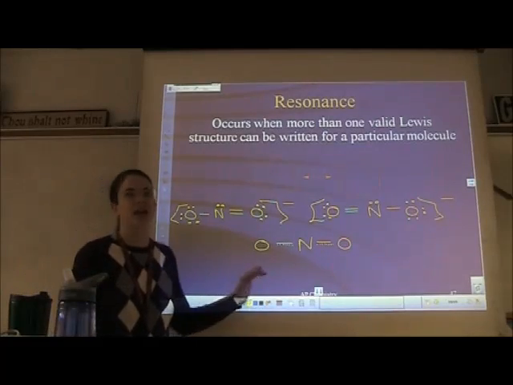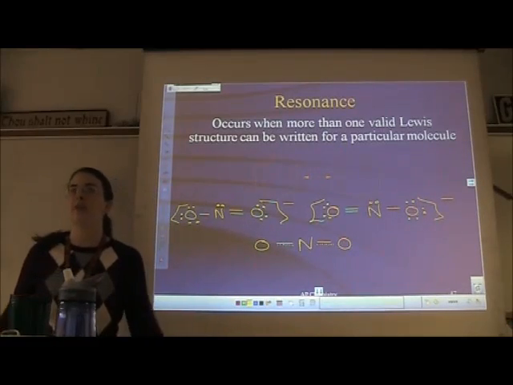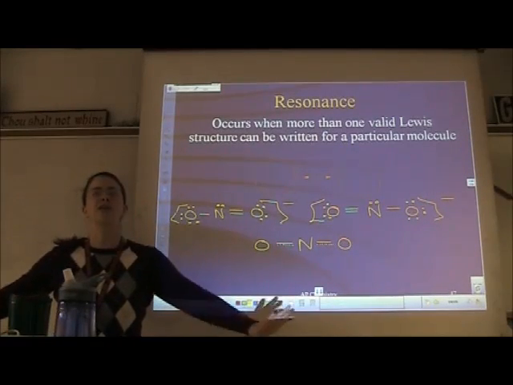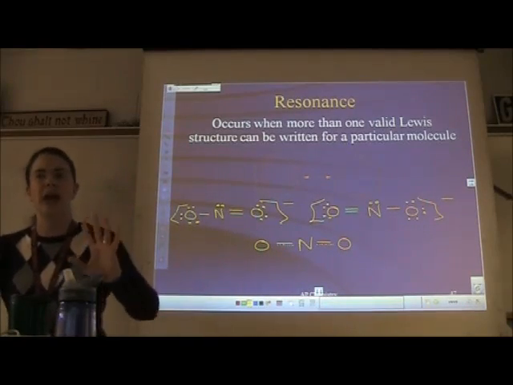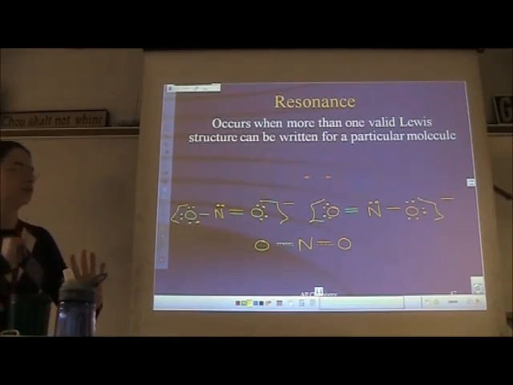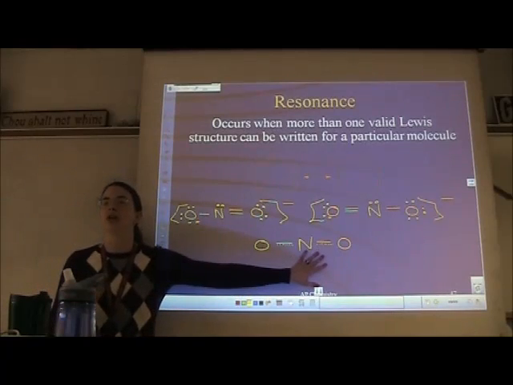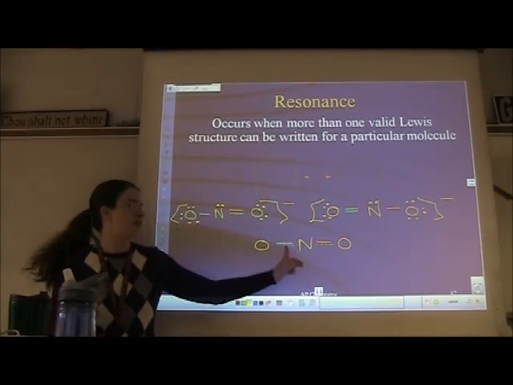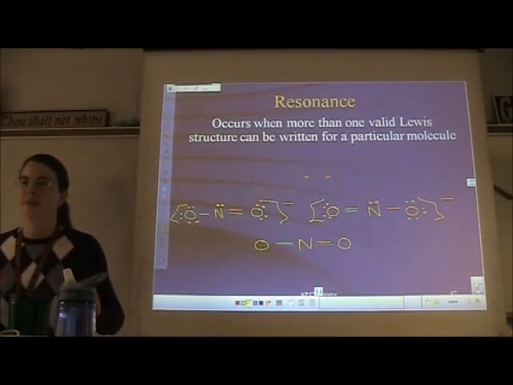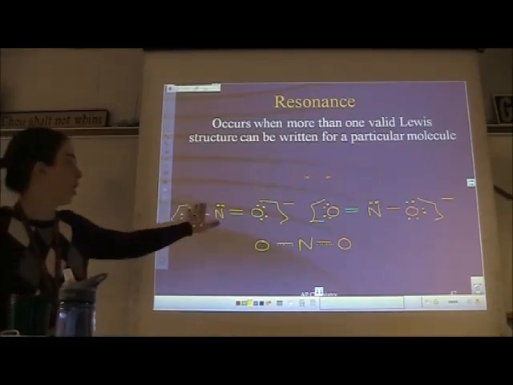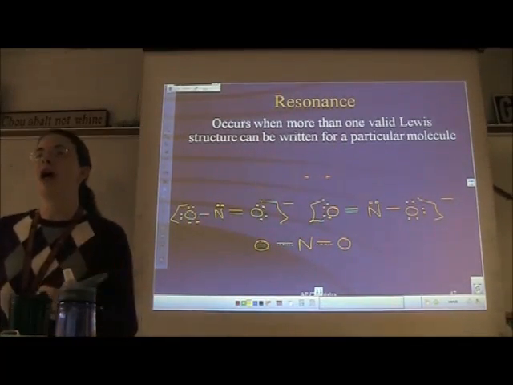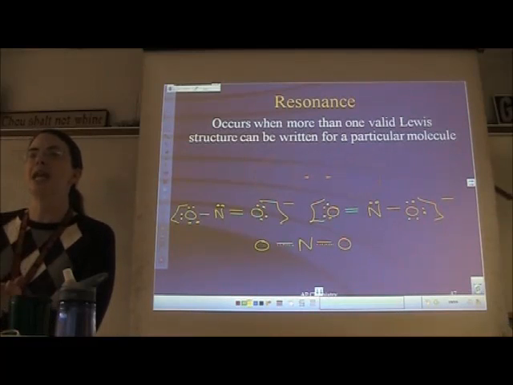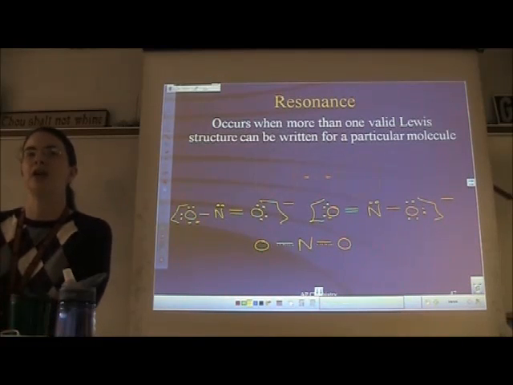You can't say this is like a bond and a half. Remember, we're in this time of year where everything is about how you say it, how you phrase it, what vocabulary. Hold on. Here's how you get around saying that this is like a bond and a half. You have to draw them both out, and you would say that the bond length is between that of a single and double bond.